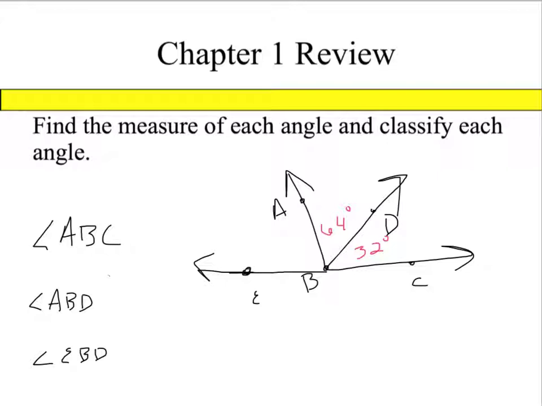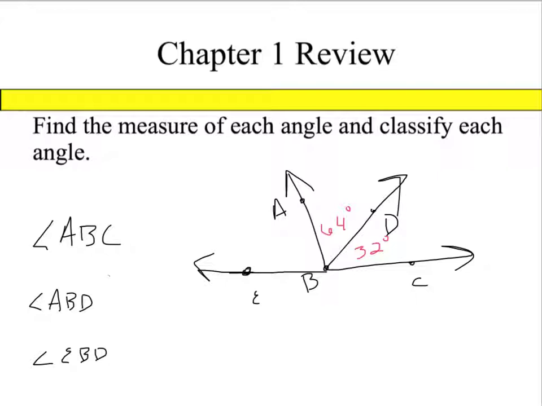Moving on. Here it says find the measure of each angle and classify each angle. If you look at these angles, ABC, ABD, and EBD, we talked a little bit about the angle addition postulate, when we can find angles like EBD and ABC by adding angles together. So I want you to try ABC, ABD, and EBD, and make sure you classify them.